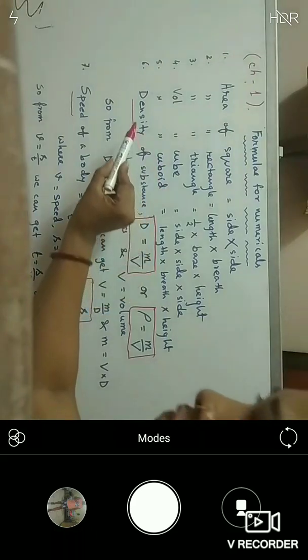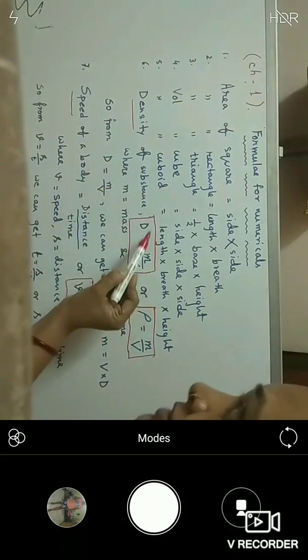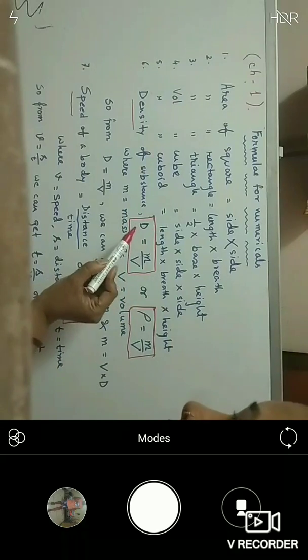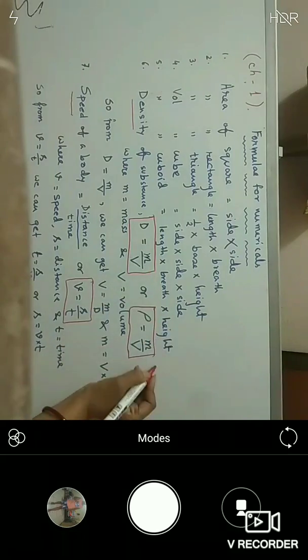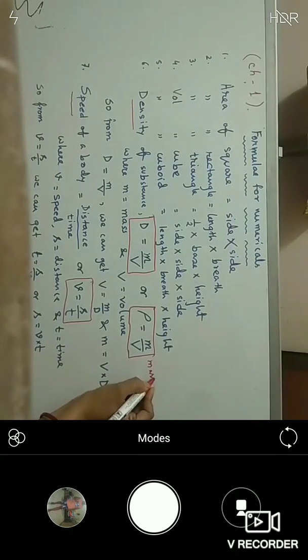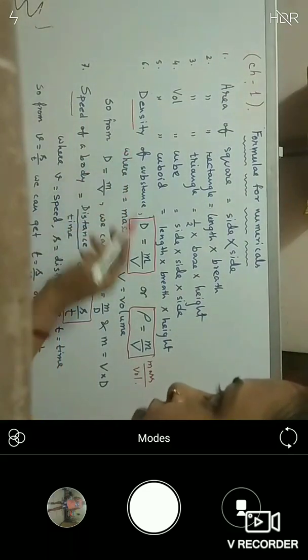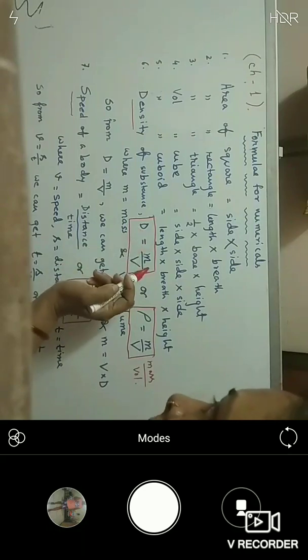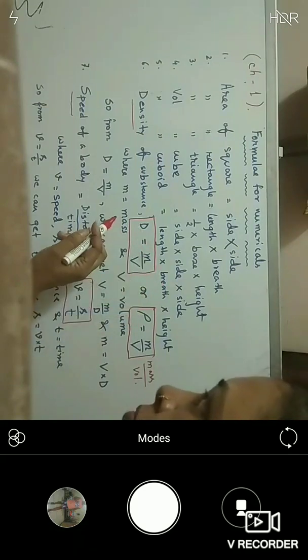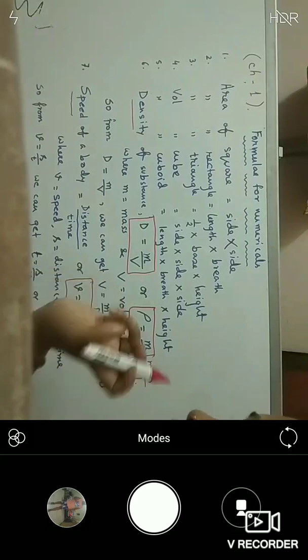Based on the definition of density, the density of a substance is equal to mass by volume. M denotes mass, divided by volume. This is the density of the substance, which we can define as D equal to M by V. M stands for mass and V stands for volume.